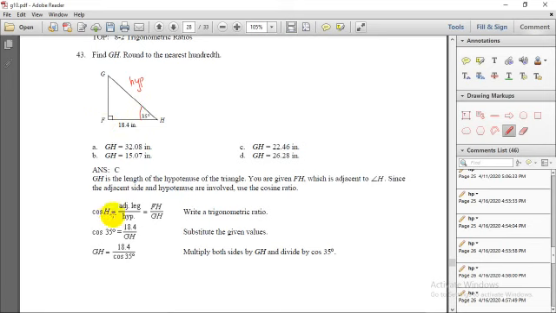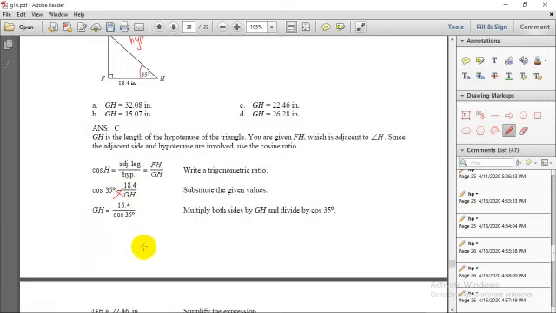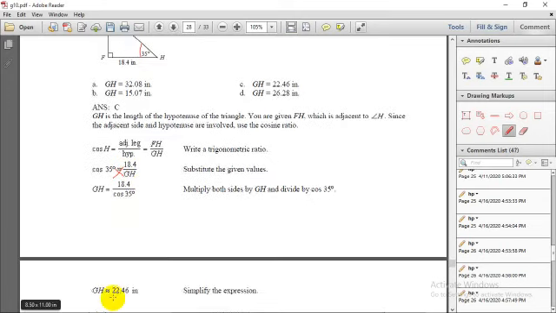So cosine h equals adjacent over hypotenuse. And adjacent is 18.4. And the hypotenuse is GH. How can I get GH? By cross product. So GH will be 18.4 divided by cosine 35. You're going to use it with your calculator. You will find it equals approximately 22.46, which is C.